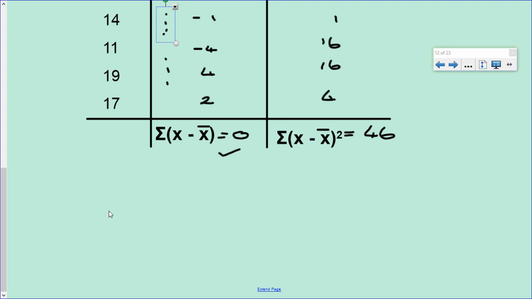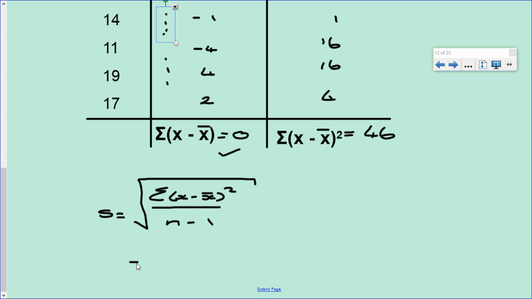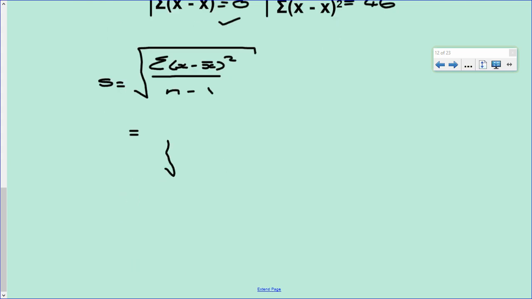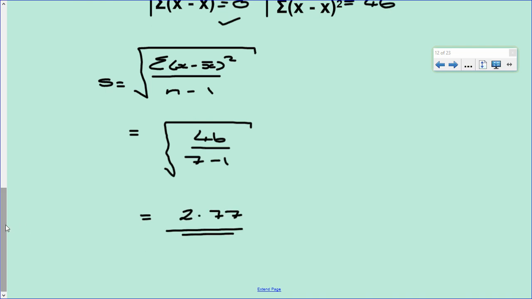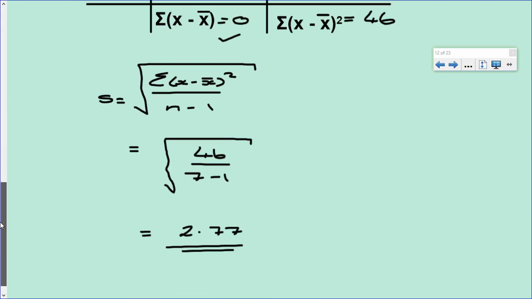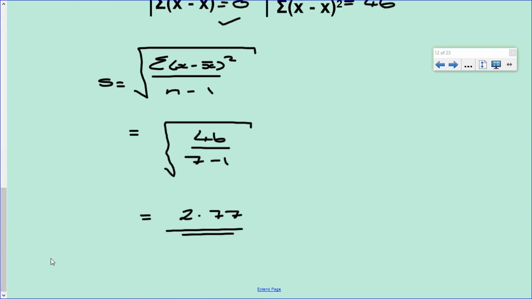And then our last part of this part A, we're going to get s equals, and then we've got our nice formula of the square root of sigma of (x take x bar) all squared over n take away 1. And then remember that sigma of (x take x bar) all squared is always just the value that comes out the bottom right hand corner of our table. So then we've got 46 all over 7 take away 1 because we had 7 numbers. And then if we put that in our calculator, we get 2.77. Now it doesn't specify whether to round it to 1 or 2 decimal places, so it doesn't massively matter.